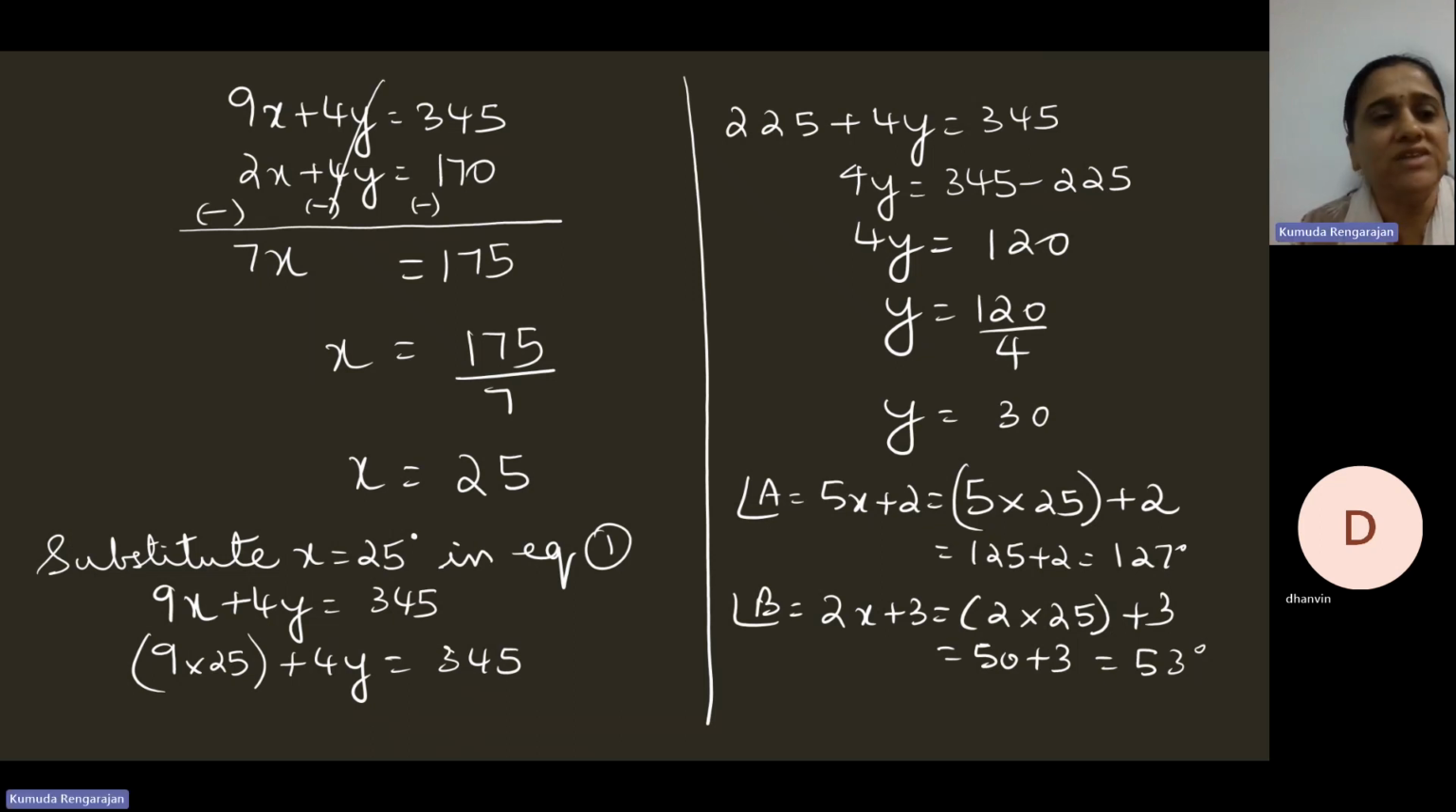So what we do, we change the signs throughout in the second equation. Then you get 9x minus 2x is 7x. 4y minus 4y is 0. 345 minus 170 is 175. So now see, y is gone. There's only x. Y is eliminated. So on solving, you get x is equal to 25.